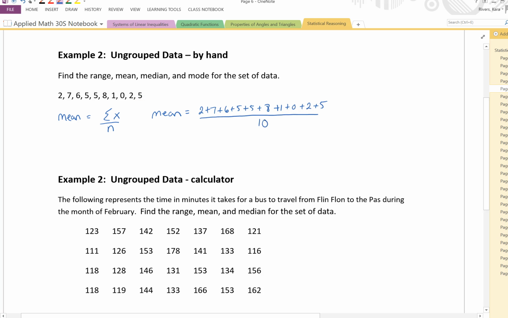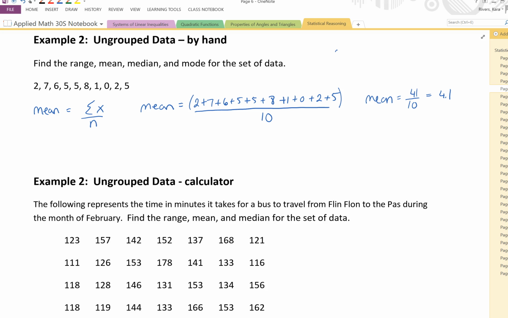Now one thing you need to be very careful of is to use brackets and use order of operations. So we're going to do the top first and then divide by the bottom. So the mean is going to be equal to 41 over 10 or 4.1. So that's our mean. That's the average of all of those numbers. Next we're going to solve for median.